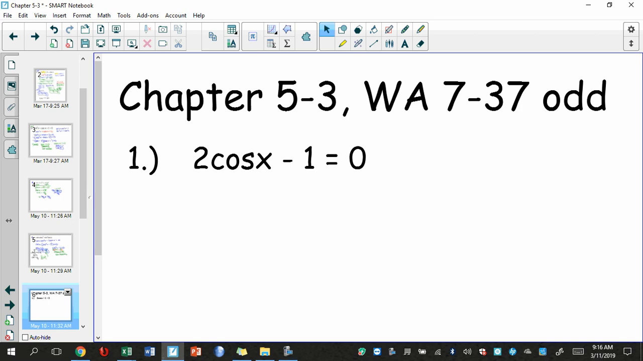Tonight's homework is 7 through 37 odd. So we're going to start problems 1 through 7. The directions, I'm sorry. I don't want to do problem 1. I lied. I don't even want to do that one. I'm losing my mind. This is number 7.